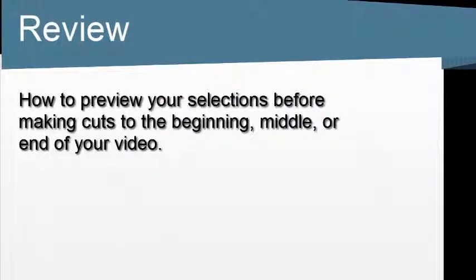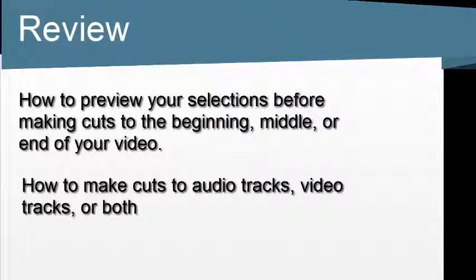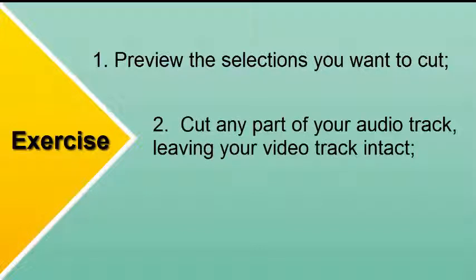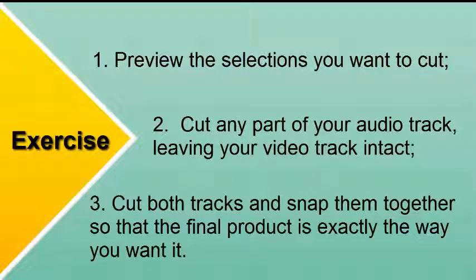That's it! Now you know how to preview your selections before making cuts to the beginning, middle, or end of your video. You have also learned how to make cuts to audio tracks, video tracks, or both. Take a moment to practice some of your new skills. First, preview the selections you want to cut. Then, cut any part of your audio track, leaving your video track intact. Now, cut both tracks and snap them together so that the final product is exactly the way you want it.